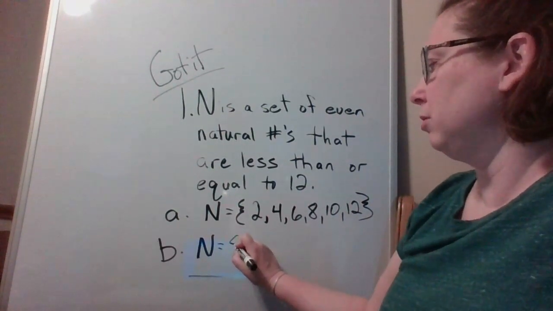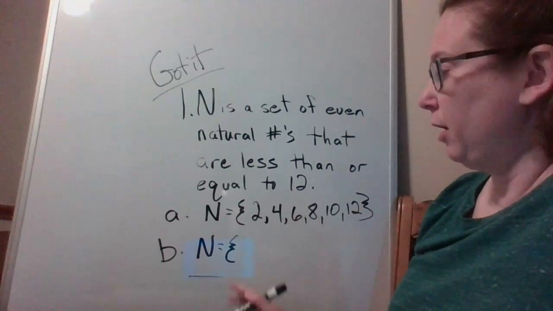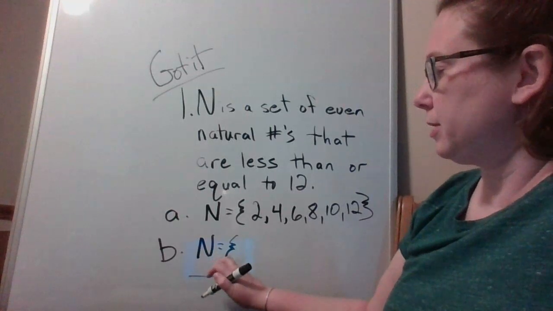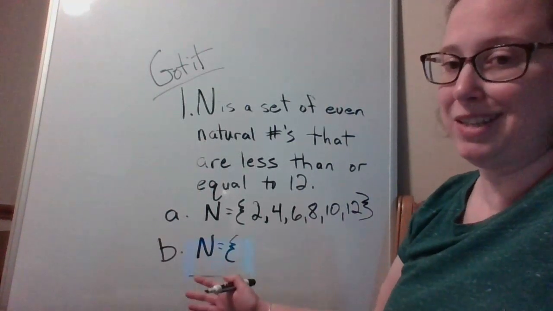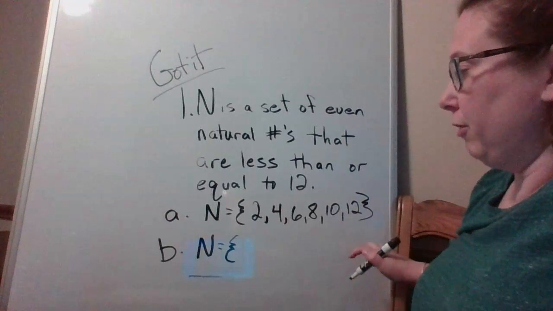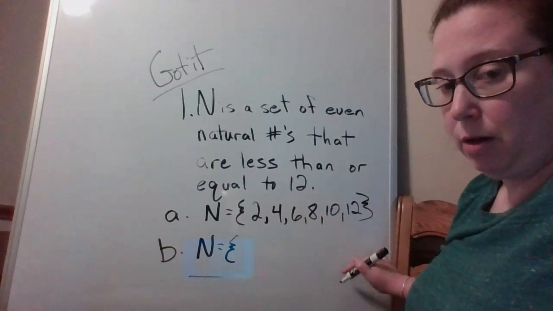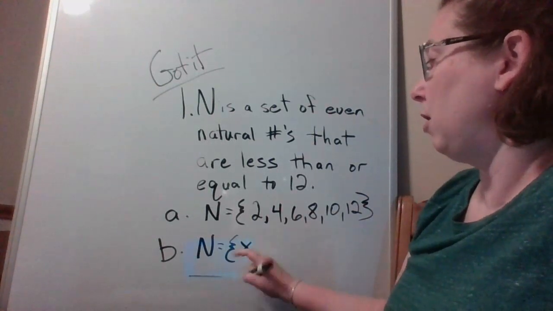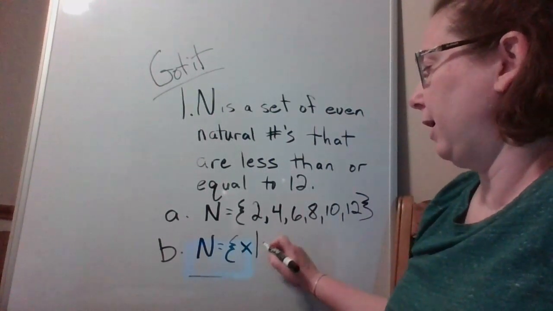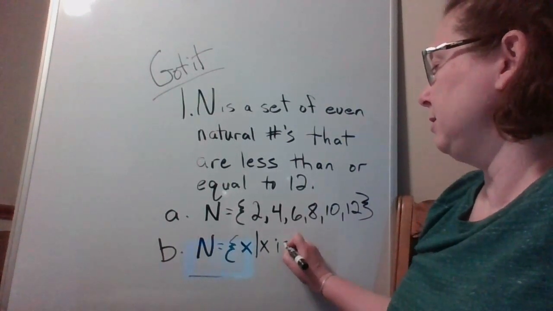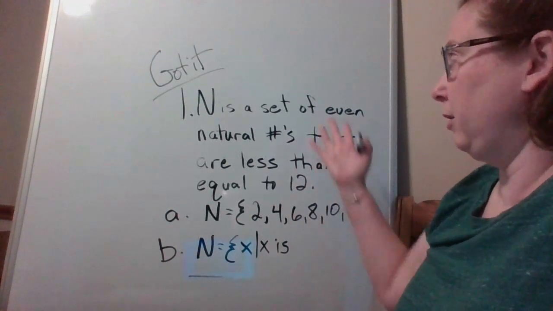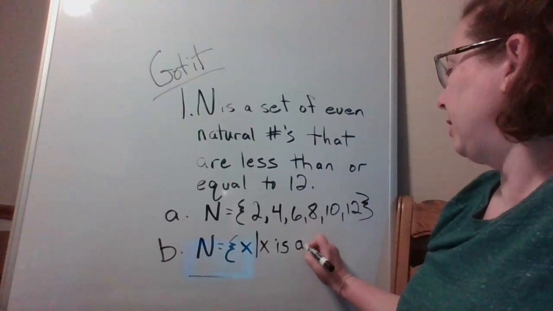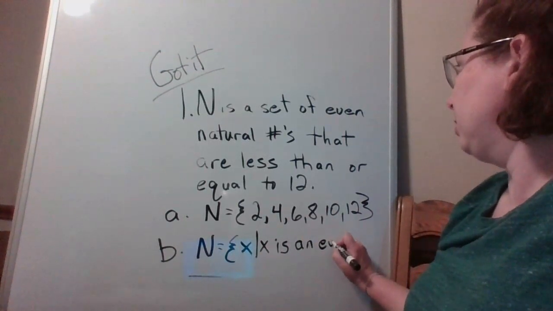Now we're going to tackle set builder notation. So again, we start with our capital N, the name of our set. We still have that equal sign, which we say is. And then we're going to have our set builder notation in our brackets. We're going to say x, all real numbers x, such that x is, and we can just explain what these words said. So x is an even number, an even natural number.